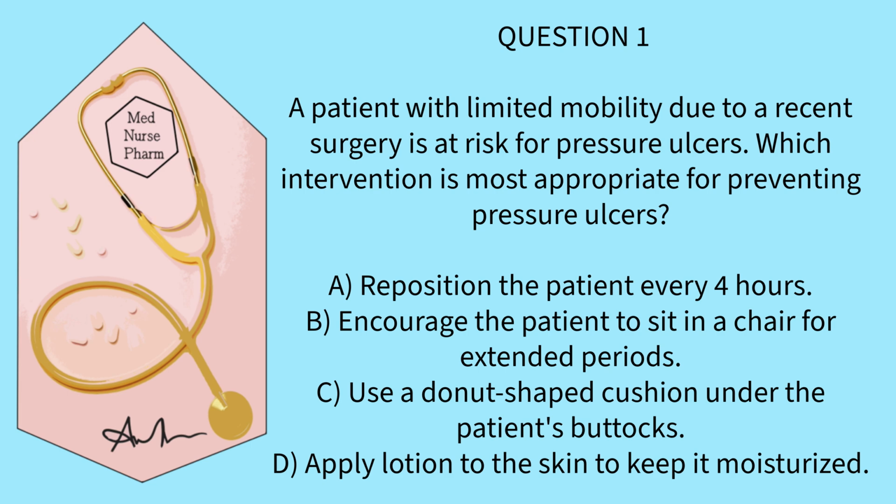Question 1. A patient with limited mobility due to a recent surgery is at risk for pressure ulcers. Which intervention is most appropriate for preventing pressure ulcers? Reposition the patient every 4 hours. Encourage the patient to sit in a chair for extended periods. Use a donut shaped cushion under the patient's buttocks. Apply lotion to the skin and keep it moisturized. Pause the video and select your answer.